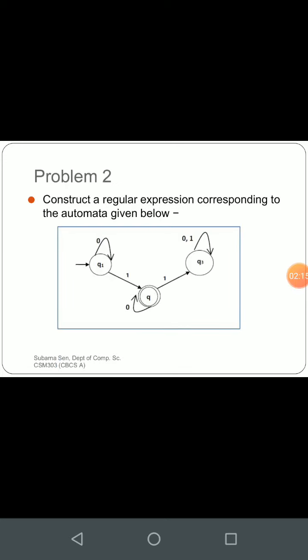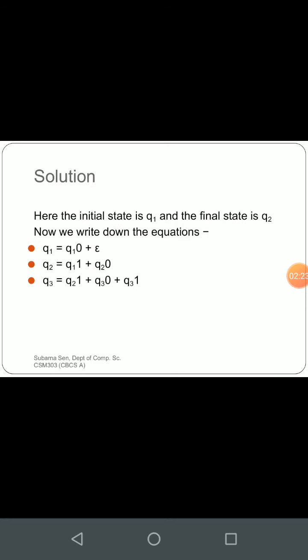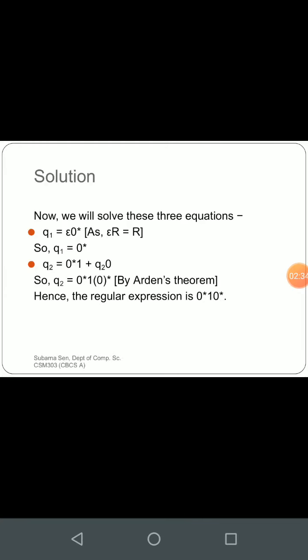One more problem. Again, just see the transition. The initial state is again Q1, so we have to build accordingly. We will come up with these equations. Here the inputs are 0 and 1, so these are the equations coming out. Next, we write Q1 as this one, since we have learned the identity epsilon dot r equals r, so Q1 equals 0 star. Similarly for Q2, if you apply Arden's theorem, you will come up with this, so the regular expression will be like this. Please try it on your own, following the step by step procedure.